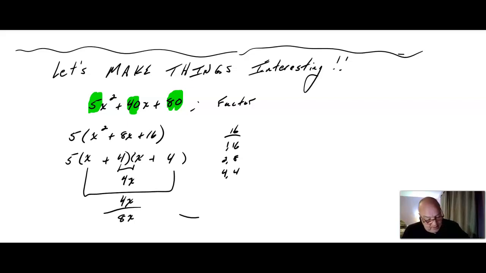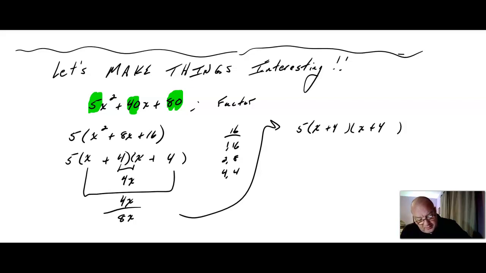So my final answer, when I factor this thing, you got to keep the 5 out in front. It's still part of the problem. But it's going to be 5 times x plus 4 times x plus 4, or we can write that as 5 times x plus 4 quantity squared, since I have an x plus 4 times an x plus 4. Either way would be acceptable.